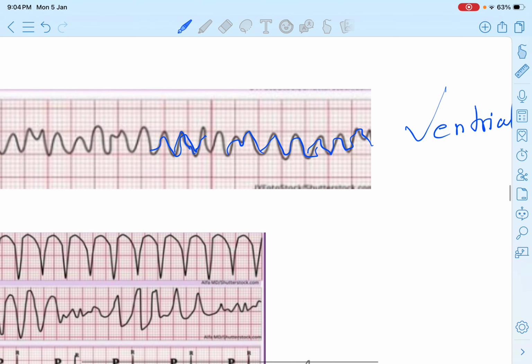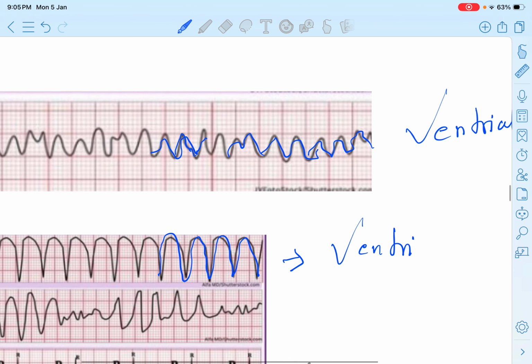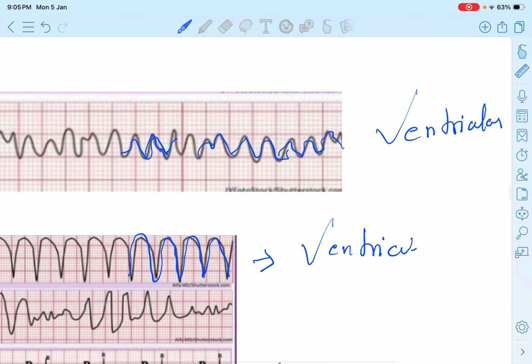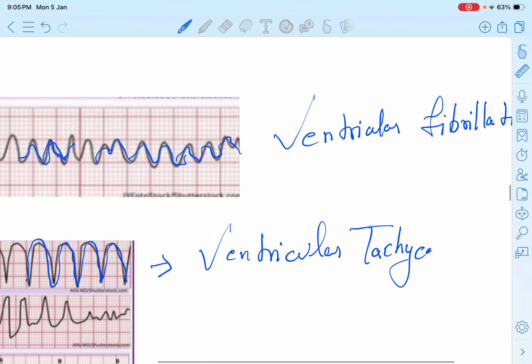Now you tell me, guys, what is this? Here the long regular wave. If you notice, if it is too fast, that is called tachycardia. So which type of tachycardia is this form of wave? That is called ventricular tachycardia.